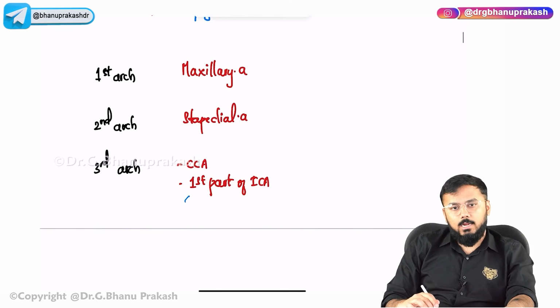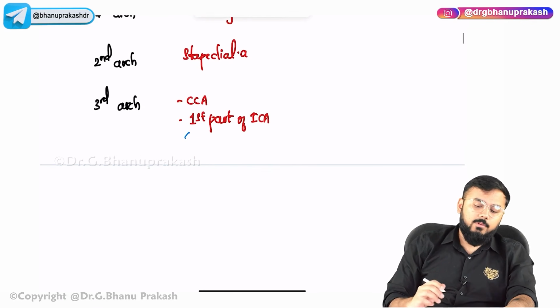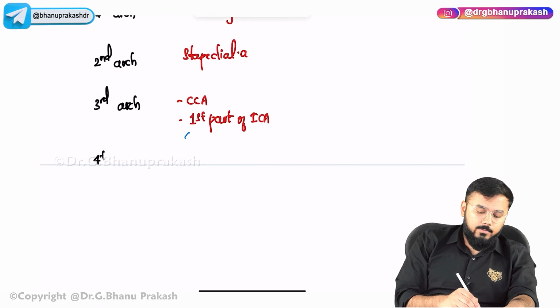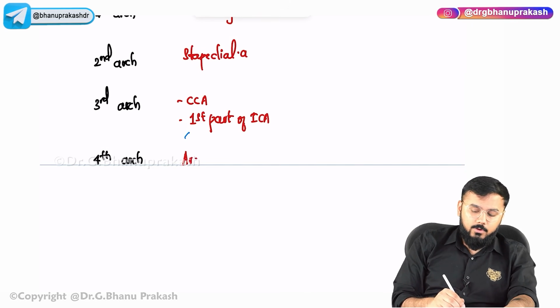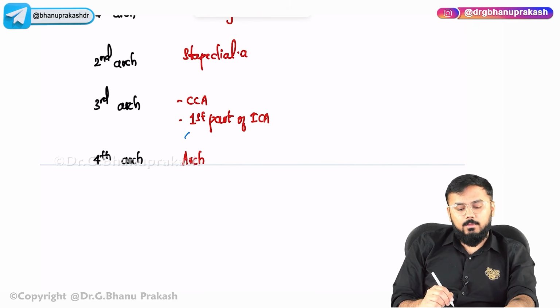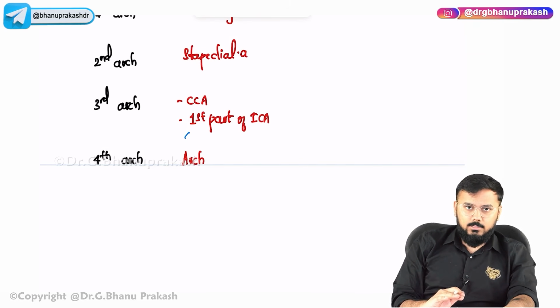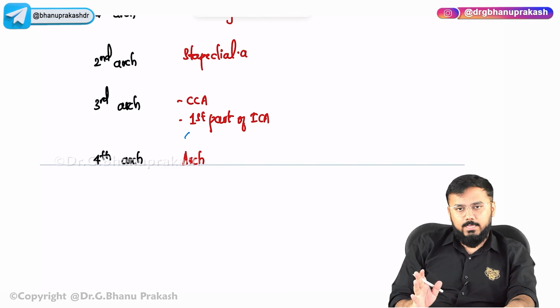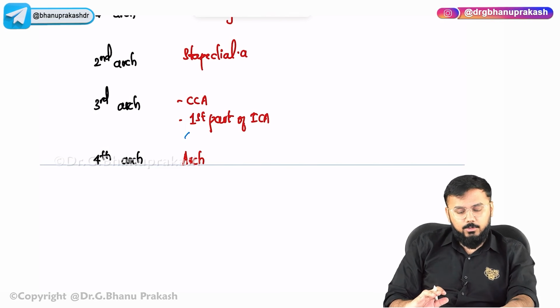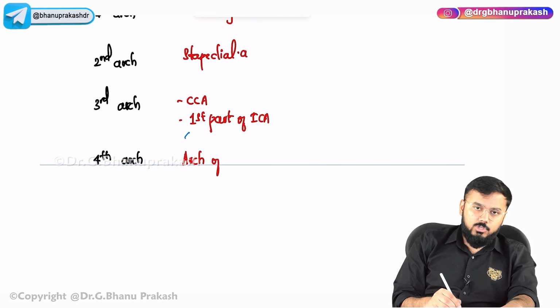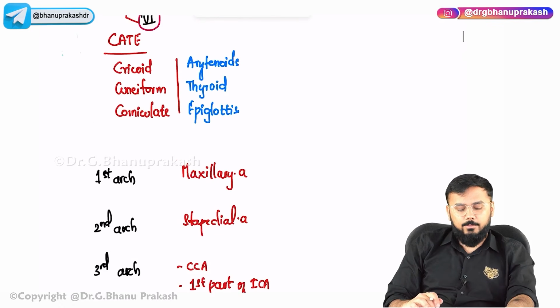Okay, so these are the arteries over here. And by the way, from the fourth arch, what is derived? From the fourth arch, you have got the arch of aorta. These are some of the important arteries which were previously asked in the exams. These were the important arteries which are asked from these respective arches. Arch of aorta is derived from your fourth arch.